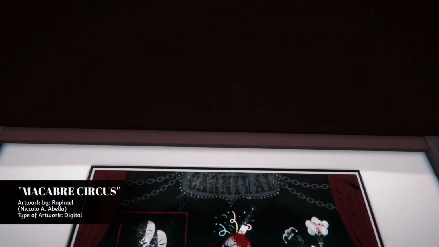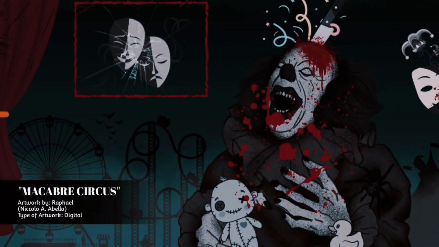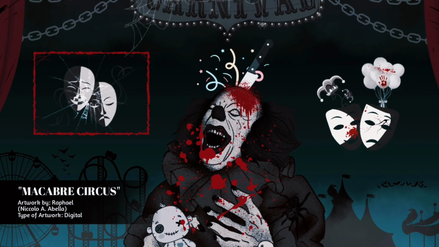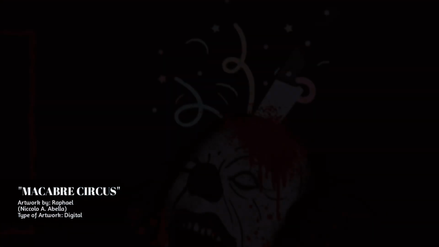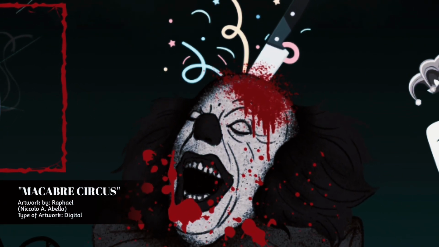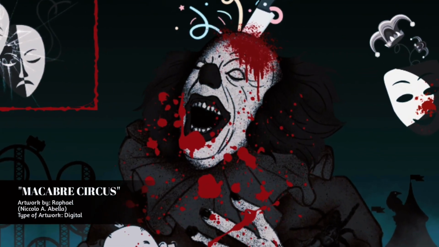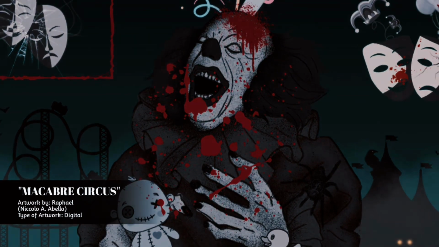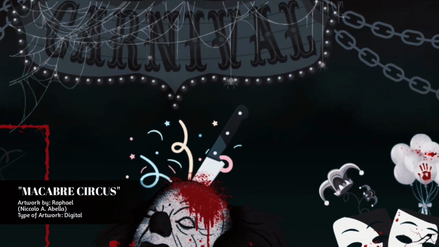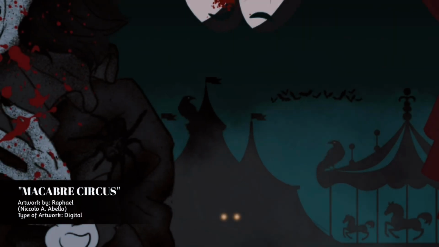We have Macabre Circus, a digital art made by Raphael. This artwork portrays a sinister clown at the heart of a decaying carnival, bloodied and grotesque, with a knife protruding from its head. Surrounding the clown are eerie props, such as blood-splattered masks and a haunting voodoo doll, adding to the eerie scene.